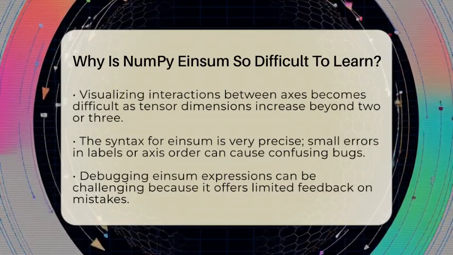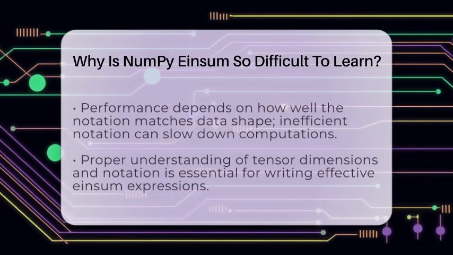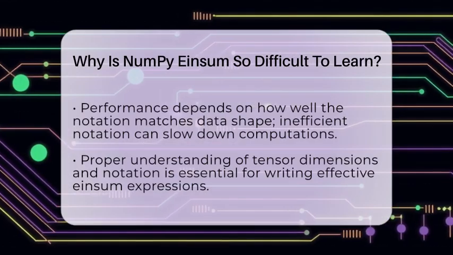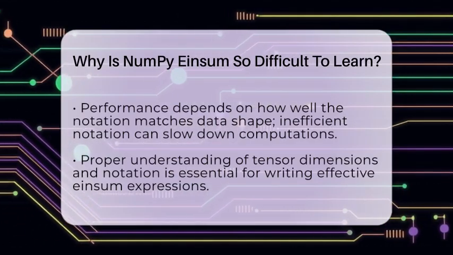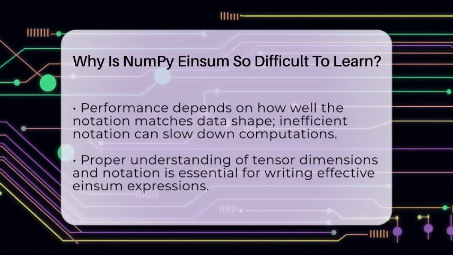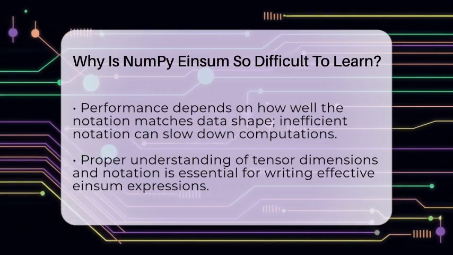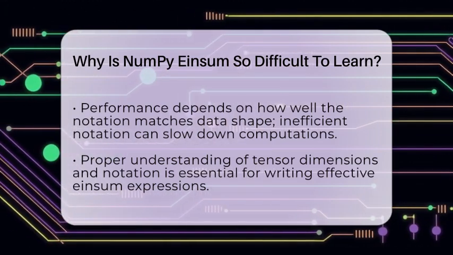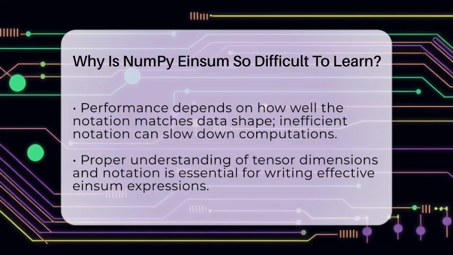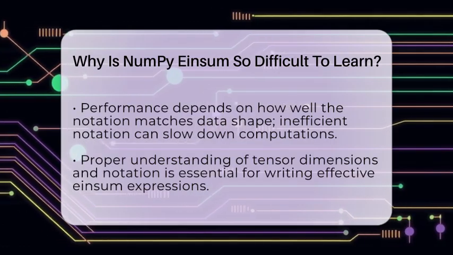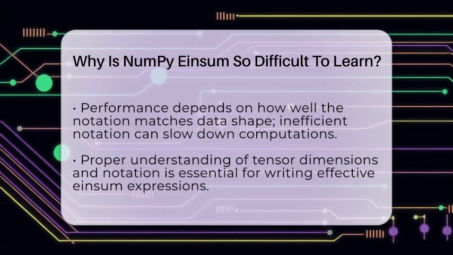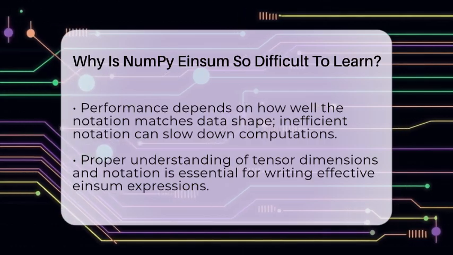Performance is also a factor. While Einsum can be faster than writing loops in Python, it depends heavily on how you specify the indices and the shape of your arrays. If you don't understand how the notation maps to the actual data, you might write an expression that works but isn't efficient. This can lead to slow computations or unnecessary memory use, which is a big deal in AI development where speed matters.